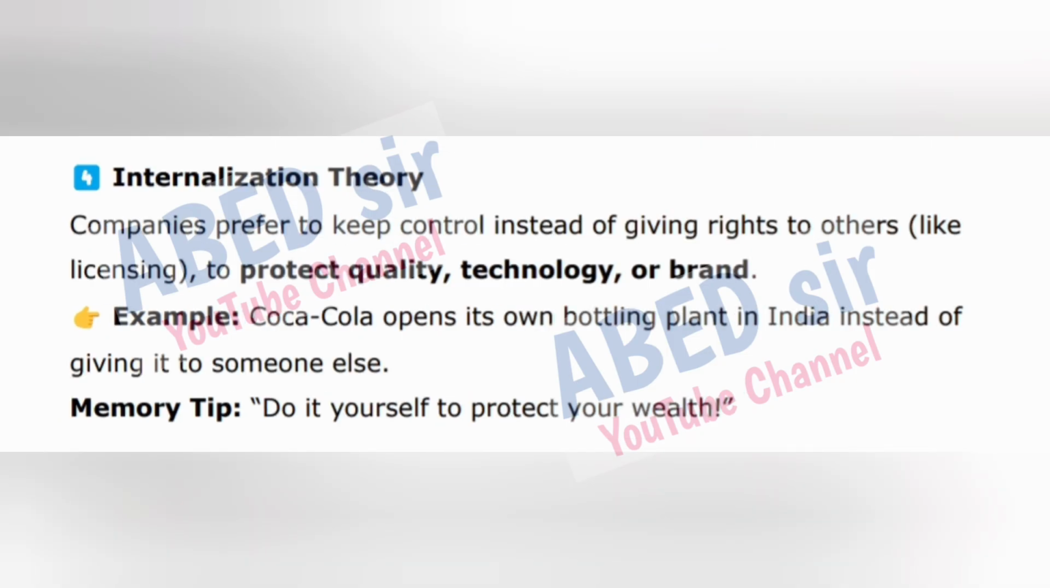4. Internalization theory. Companies prefer to keep control instead of giving rights to others, like licensing, to protect quality, technology, or brand. Example, Coca-Cola opens its own bottling plant in India instead of giving it to someone else. Memory tip: do it yourself to protect your wealth.